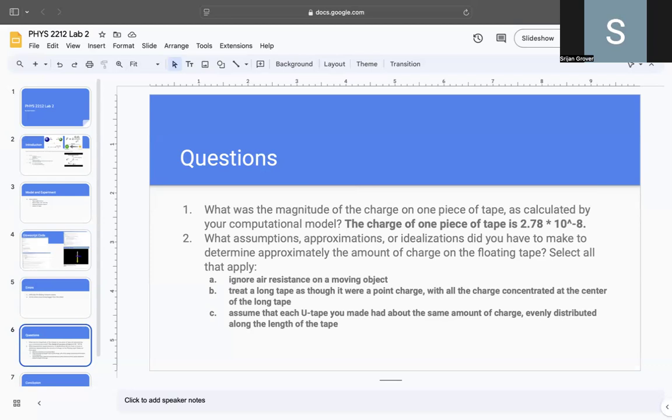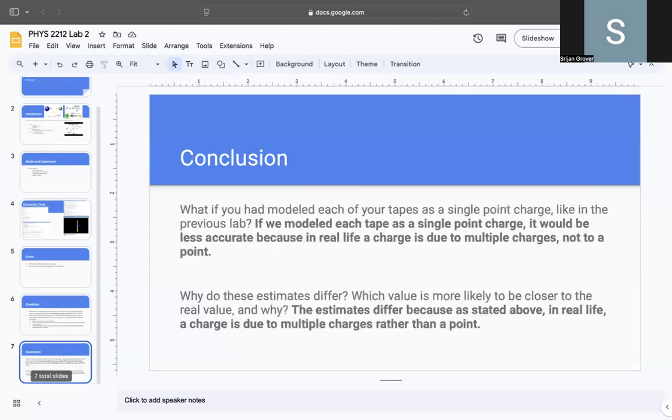What assumptions, approximations, or idealizations did you have to make to determine approximately the amount of charge on the floating tape? Well, all of it. As stated in the introduction, we're ignoring air resistance. The long tape is a point charge. We're treating it that way, and each U tape has the same amount of charge.